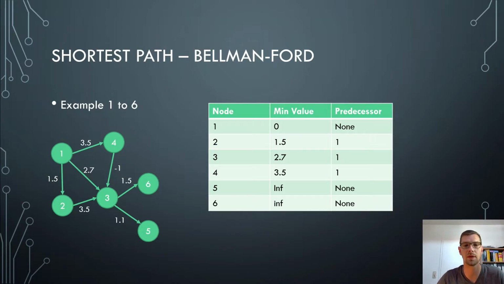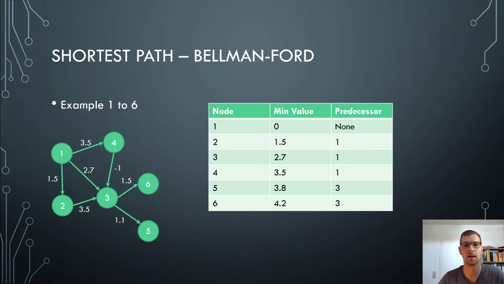So we keep going with all the edges from node 3 on, and that is node 3 to node 5, and it has a value of 1.1, plus the value that is currently stored in node 3, and that is 2.7, so we are at 3.8, and the predecessor of node 5 will be 3. And then finally we have the edge from 3 to 6, and this has a weight of 1.5 plus the value in node 3, and that is 2.7, so we have an overall value of 4.2 for node 6 and a predecessor of 3.